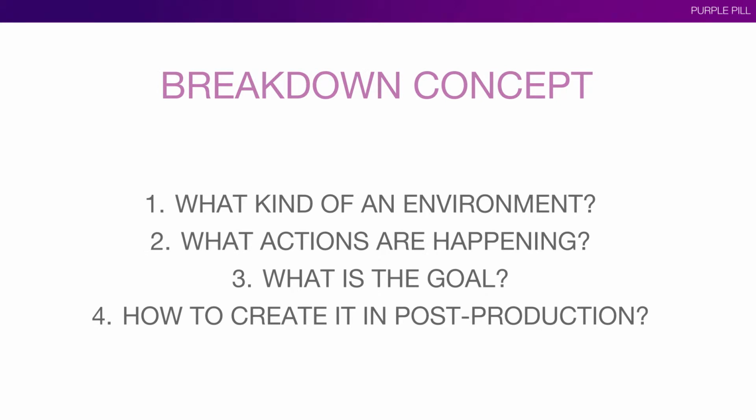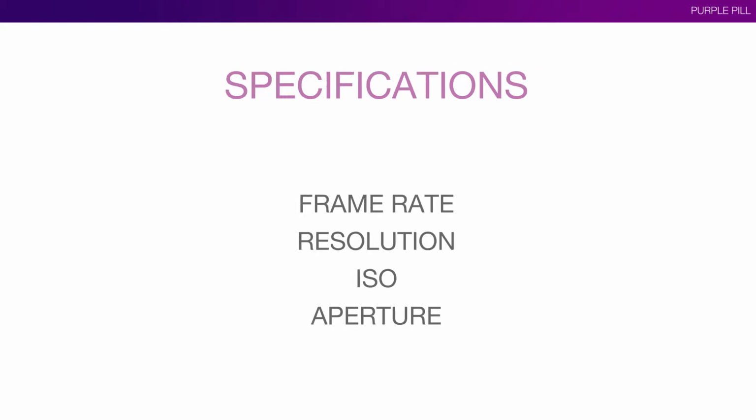If we break down such a concept, 4 questions immediately arise in my mind. In what kind of an environment are we shooting? What actions are happening on screen? What is the goal we would like to achieve? And how are we going to actually create it in post-production? With these questions, we're going to narrow down our options. They will give us insights on which specifications we'll need for our camera. Before we're going to answer these questions, we first need to know what these specifications mean.